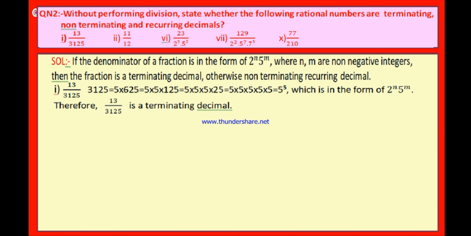3125. What is the units digit? The units digit is 5. Therefore it is not divisible by 2. Is it divisible by 3? You verify: 3 plus 1 is 4, plus 2 is 6, plus 5 is 11. Not divisible by 3. But as the units digit is 5, it is divisible by 5.